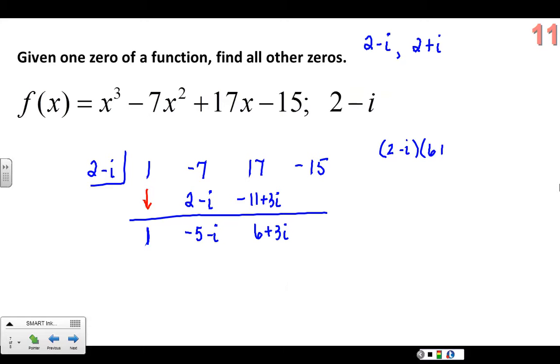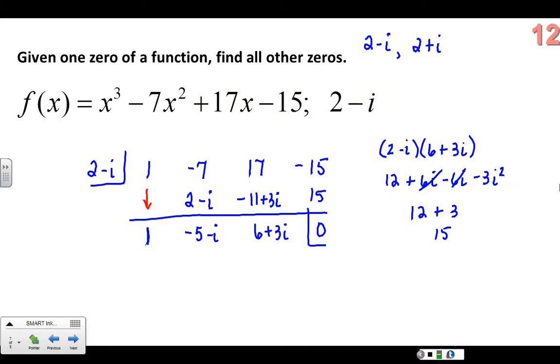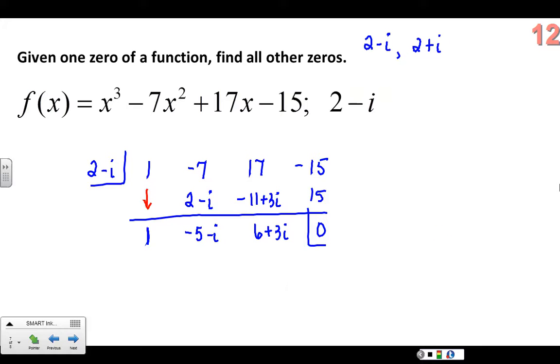times 6 plus 3i. So if I multiply that gives me 12 plus 6i minus 6i minus 3i squared. So those drop out with subtraction. 12, negative 3i squared will be plus 3, which is 15. So 15, which means I have a 0 for sure. Okay, so that worked out good. We were told that 2 minus i was a 0.